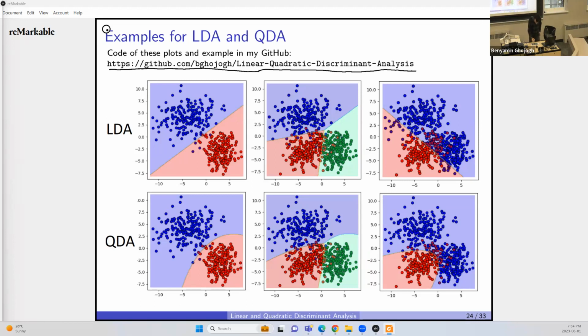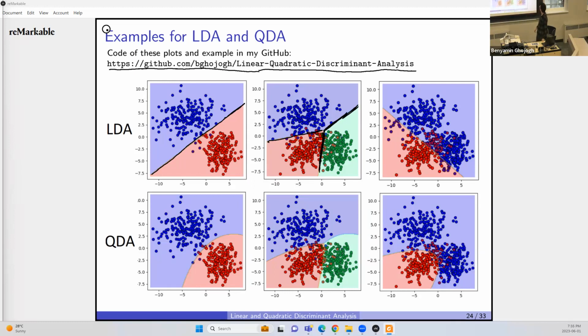And you can see in LDA, so these are three. In the first row, we have the results of LDA. In the second row, we have the results of QDA. For example, in LDA, this is a decision boundary, which is linear between the two classes. And when we have three classes, it's like three linear walls. They can be hyperplanes in multiple dimensions, which touch each other, right?